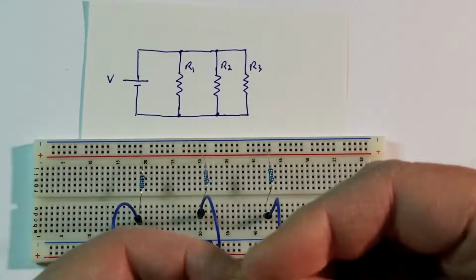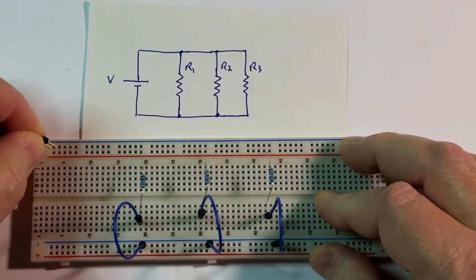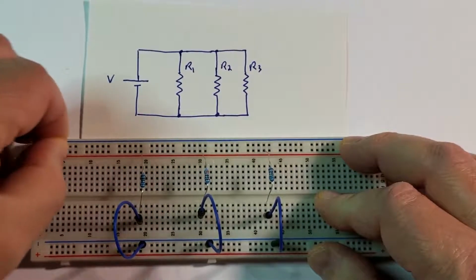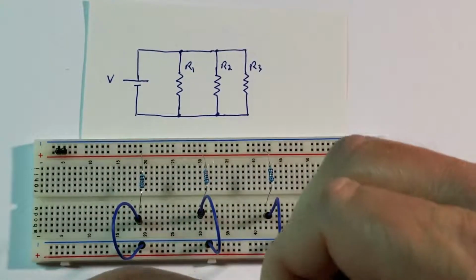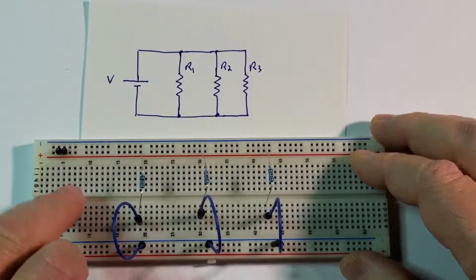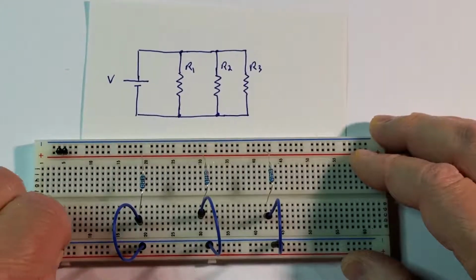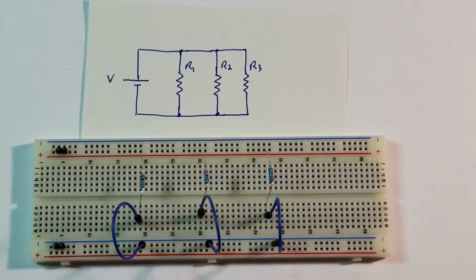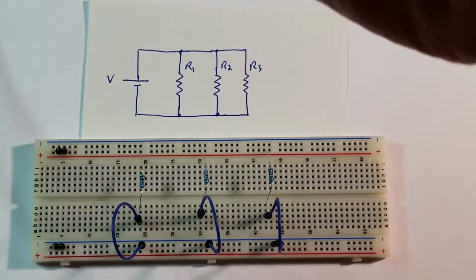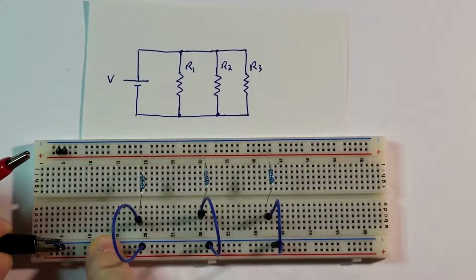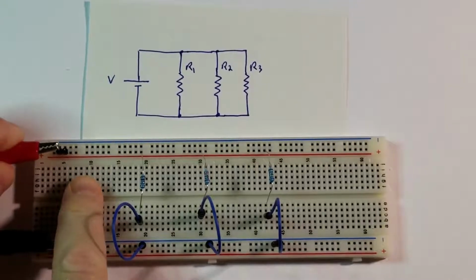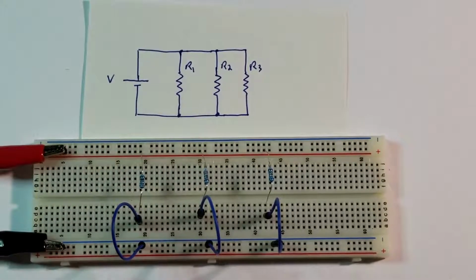Now I'm gonna use these pins to easily attach my alligator clips to the breadboard. So this goes to the positive power rail and this goes to the negative power rail. So this is my power supply. If I attach the negative over here and the positive over here, my circuit is closed, and now the current is supposed to go through all the resistors.